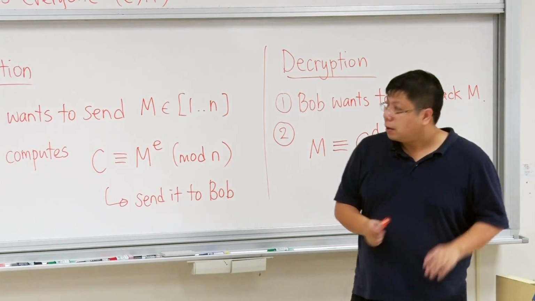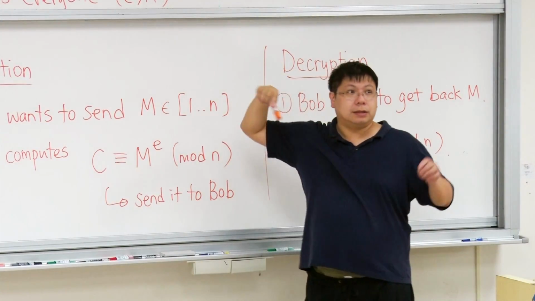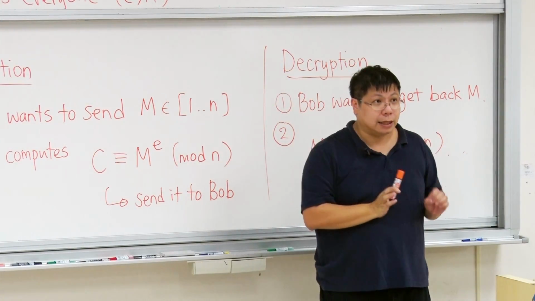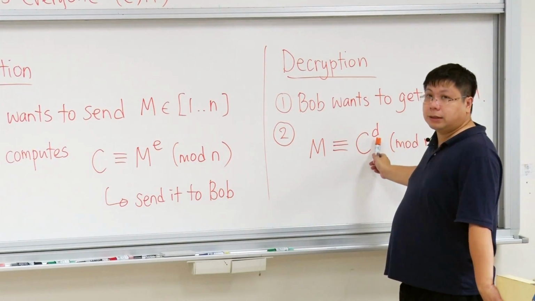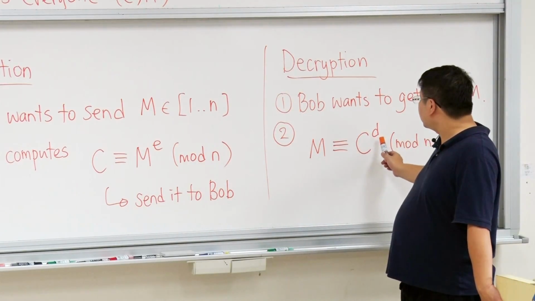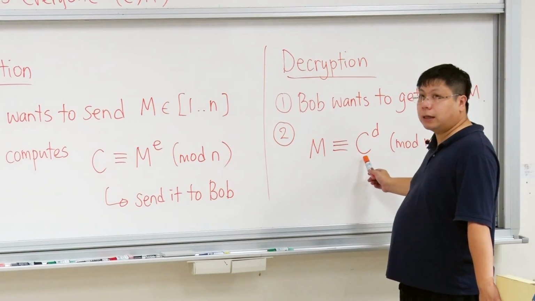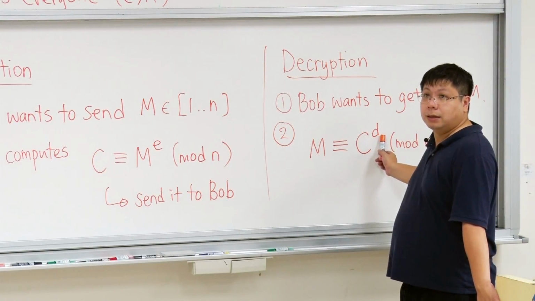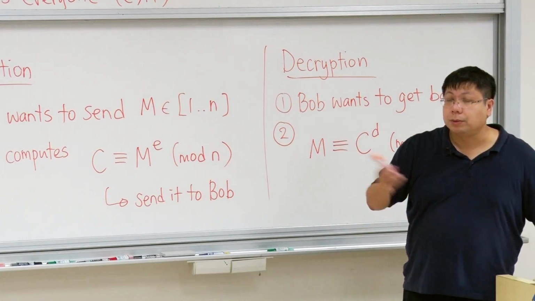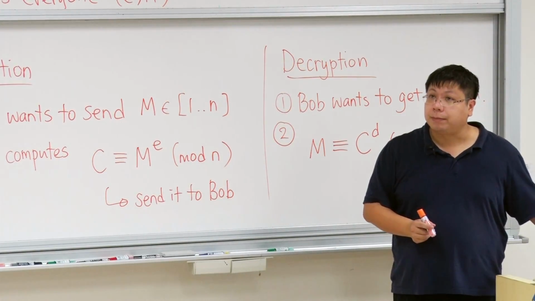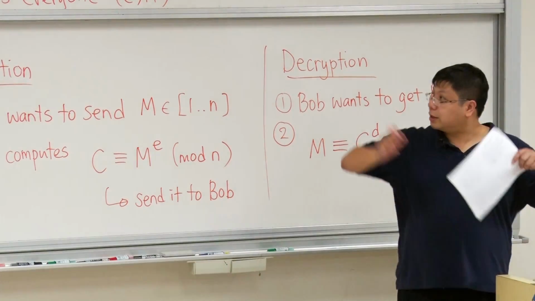So that means that people who have E and N are assumed to not be able to get D. If they cannot get D, then you are the only person who knows this D and can compute C to the power D. And it turns out that C to the power D is exactly M. So we will find out the value of M. Is that okay? So this is the scheme.